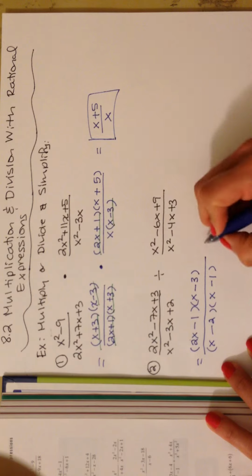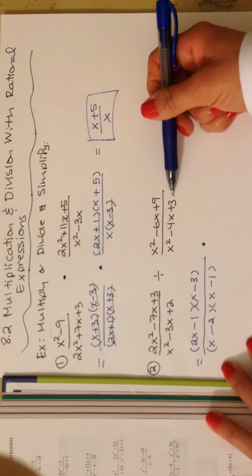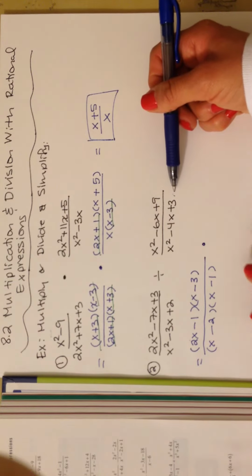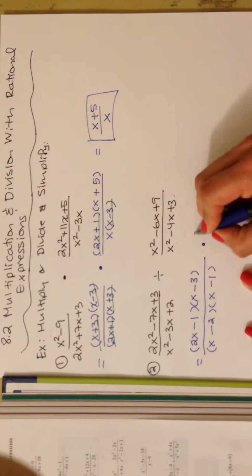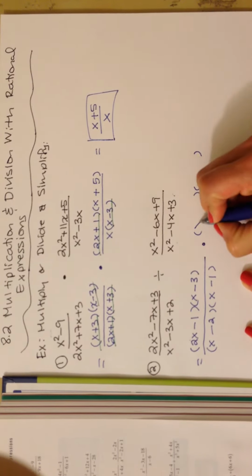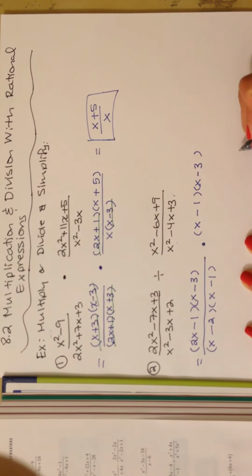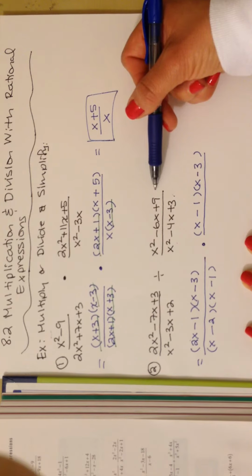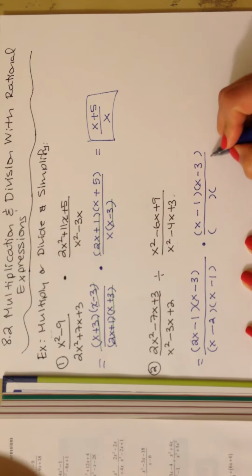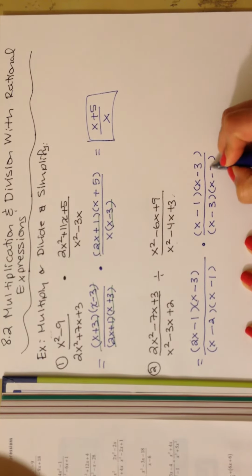Next, we need to multiply by the reciprocal, which means this trinomial right here is now the numerator. So we need to factor x squared minus 4x plus 3. That gives x minus 1 and x minus 3. Then in the denominator, we have to factor x squared minus 6x plus 9. If you factor, you get x minus 3, x minus 3.